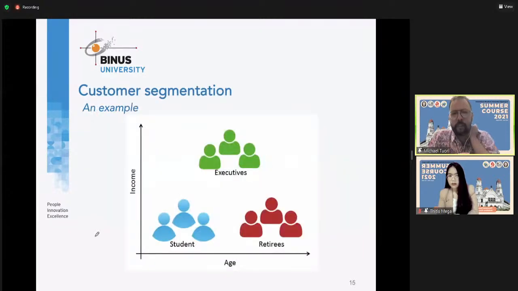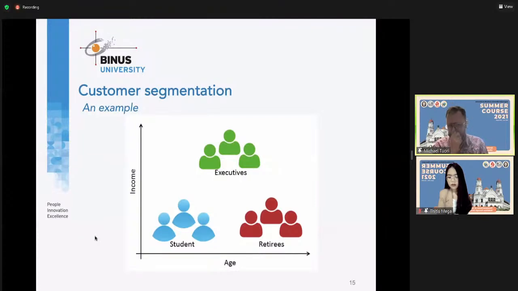So segmentation is really important. I could spend a whole session just on this, and usually I do in my class. But the idea is that we want to group people that have similarities within the groups and differences between the groups. So we could think about age and income, and we could think about how students are different from retirees and different from executives. And the kind of product they're going to need is going to be different.